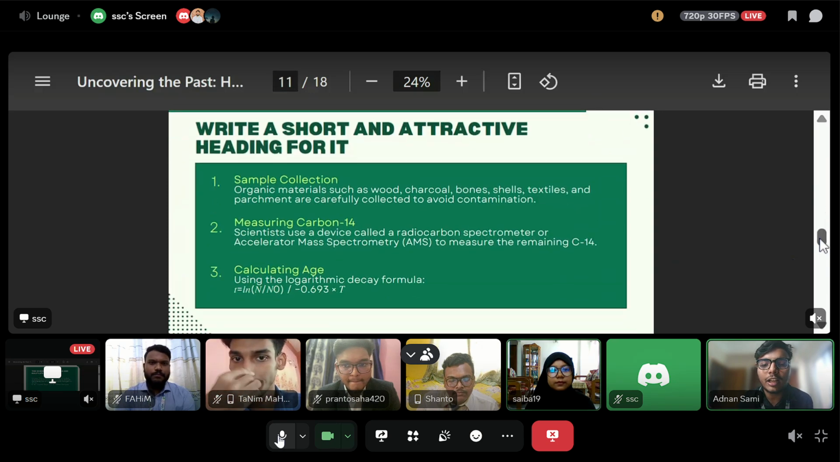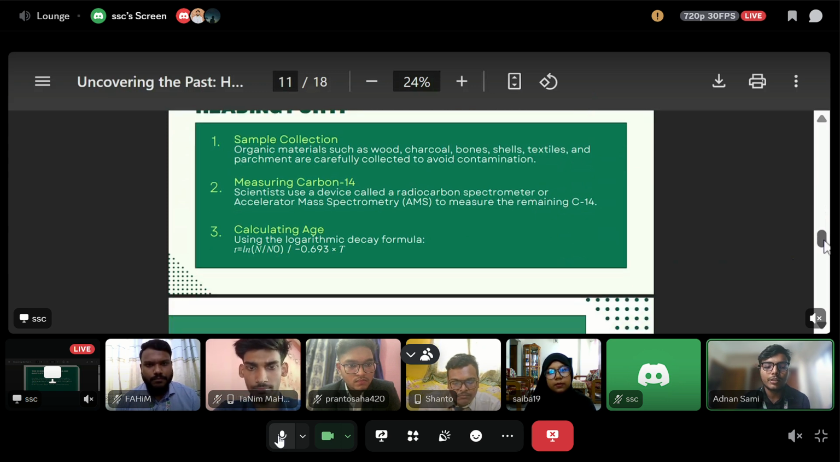Okay, now let's explore how scientists actually use carbon 14 dating in three key steps. The first one is sample collection, the second one is measuring carbon 14, and the third one is calculating age. At first, we collect organic materials such as wood, coral, bones, shells, textiles, and parchments, ensuring they are not contaminated.